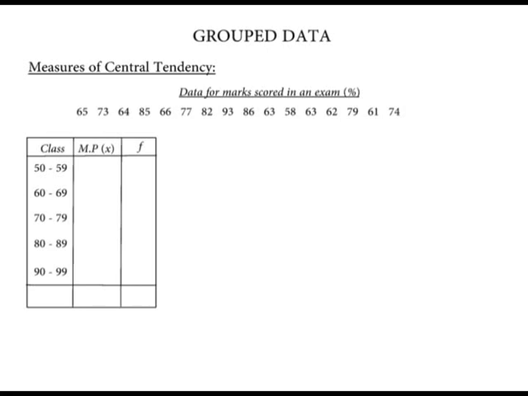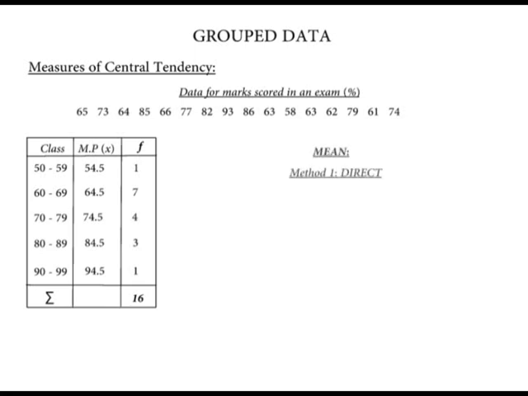So for the first class, we would have 50 plus 59 over 2, giving us 54.5. Second class, 60 plus 69 over 2 gives us 64.5. Third class, 70 plus 79 over 2 gives us 74.5. Fourth class is 84.5 and the last one is 94.5. The midpoints now represent our observations, x. Any other column will be formed depending on the formula.